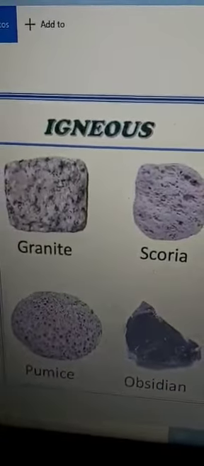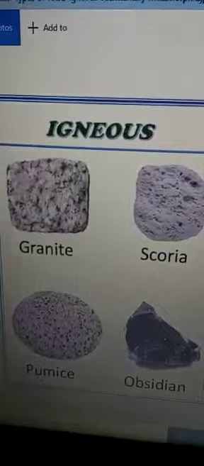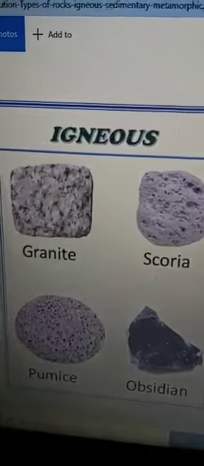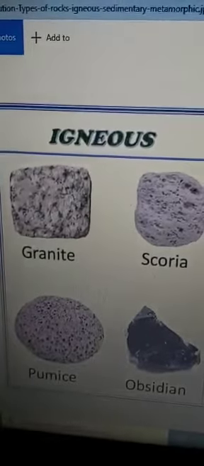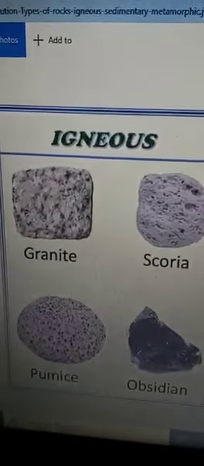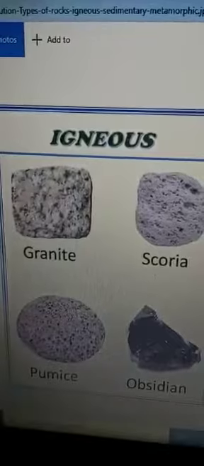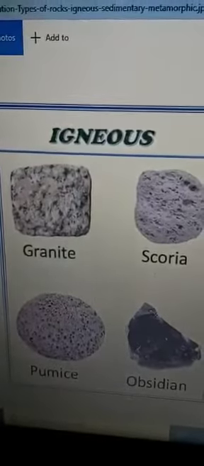Now children, again, the classification based on the origin. According to origin, there are two types of igneous rock, that is extrusive igneous rocks and intrusive.